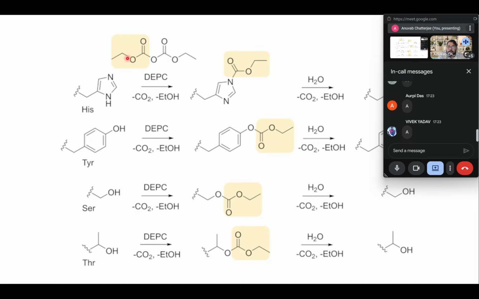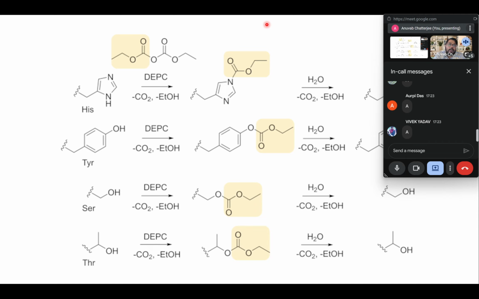So DEPC has this crooked structure, which looks like this. And each one of these groups can actually bind to different side chains of proteins. It especially binds to histidine, and then due to this binding, it causes cross-linking between the protein and essentially messes up the entire protein's function by folding them incorrectly and binding to important enzymatic residues. It can bind to tyrosine, serine, as well as threonine. So it just binds to everything and prevents the proteins from functioning properly.